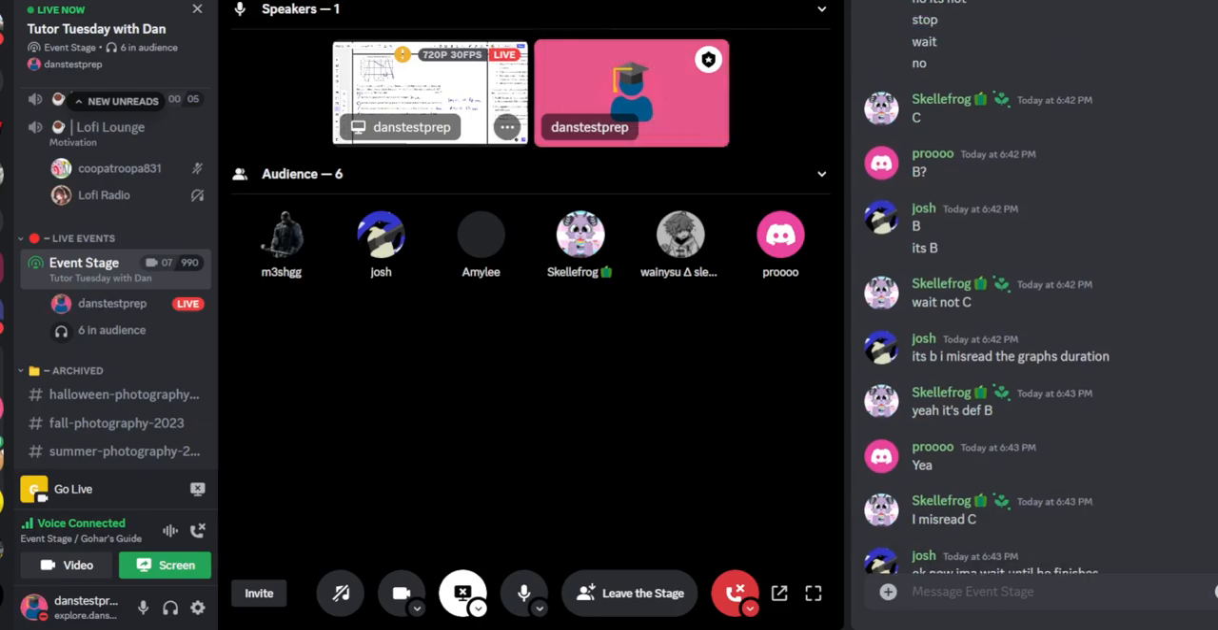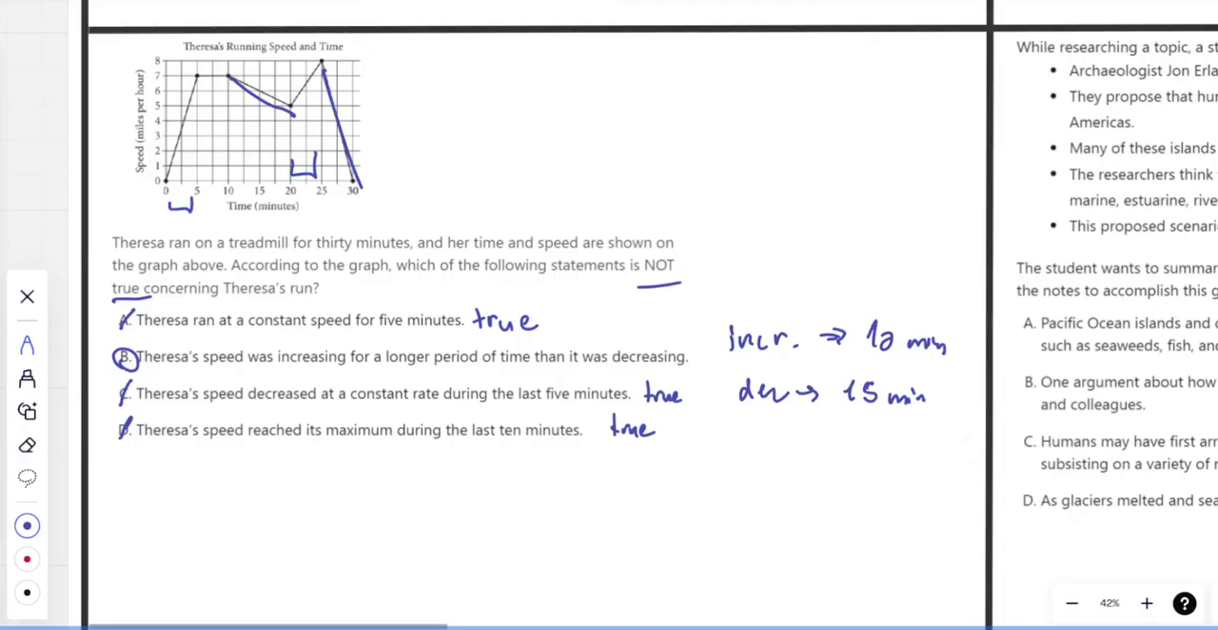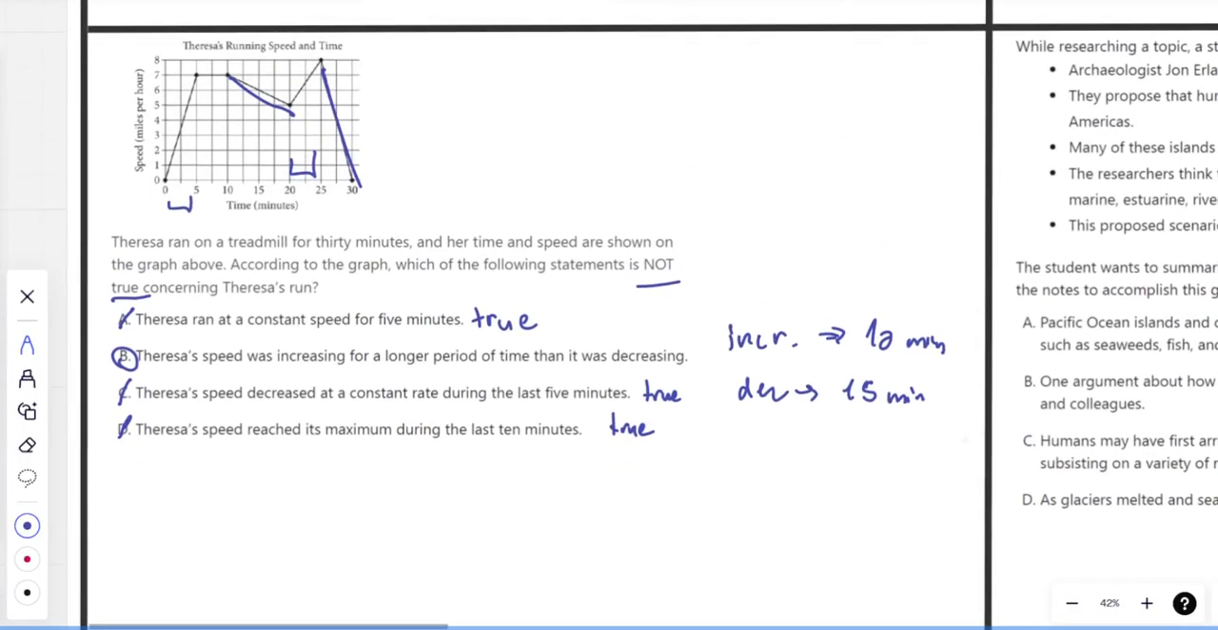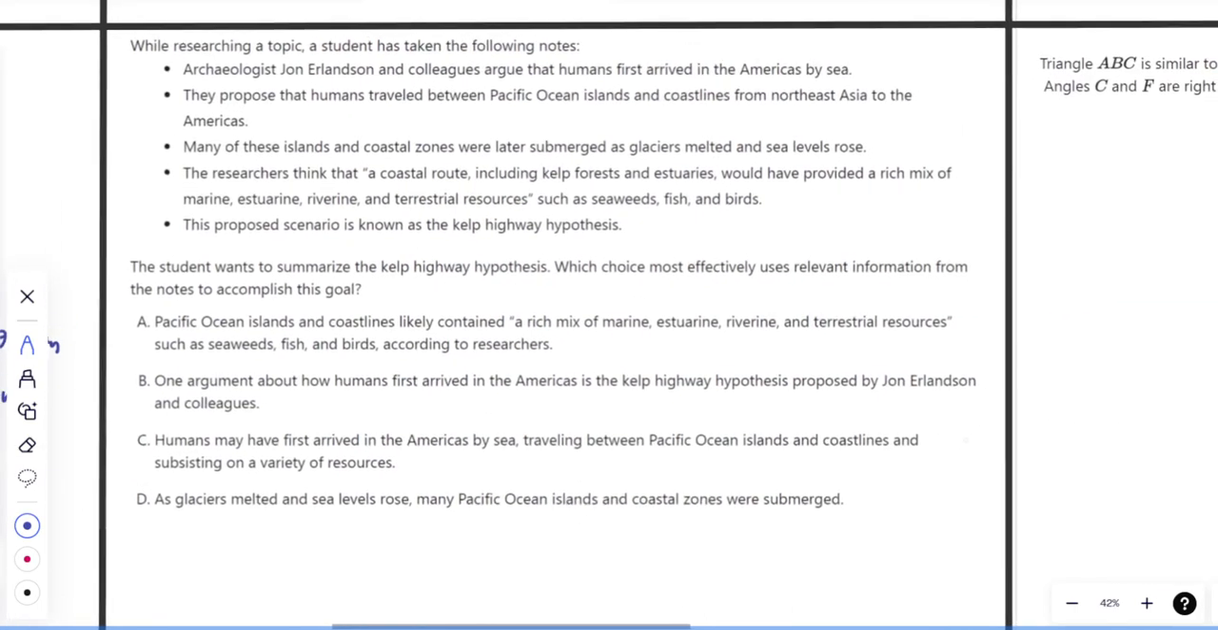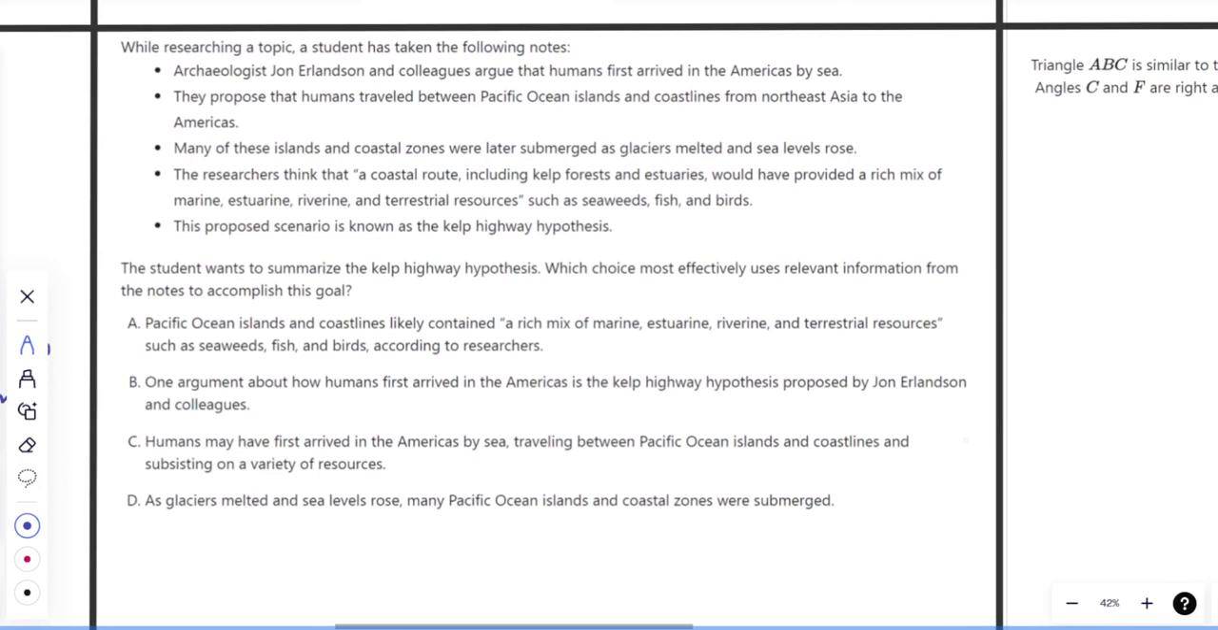B, yeah. We've got a few more questions for you guys, and then I'll ask you guys to send in your own. Had to throw in a reading question, of course. It's a bit lengthy, but we can do this one. Not too bad. It says, while researching a topic, a student has taken the following notes. Actually, let me skip that. Let's actually read the question.